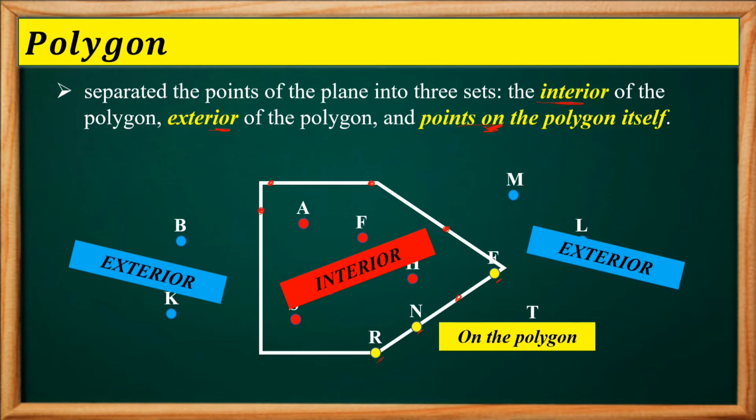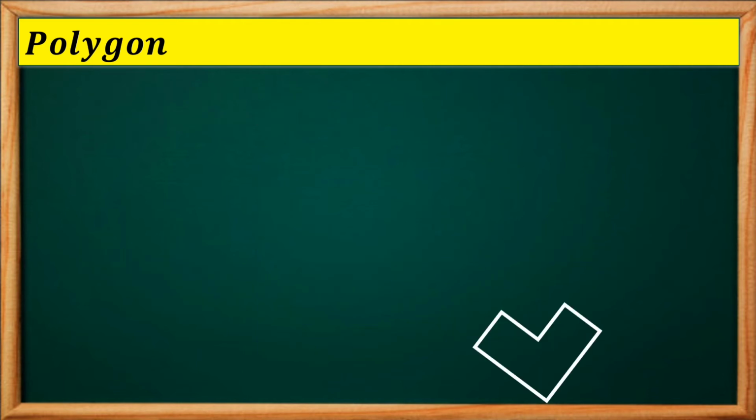Okay? Therefore, a polygon separates the points on the plane into three sets. The first one is the interior points. Then, outside the polygon is the exterior points. And yung mga nakapatong sa polygon, that is what we call on the polygon. Ayan. Next.